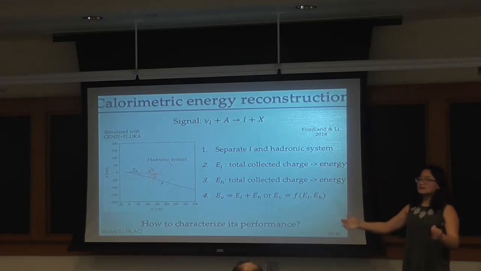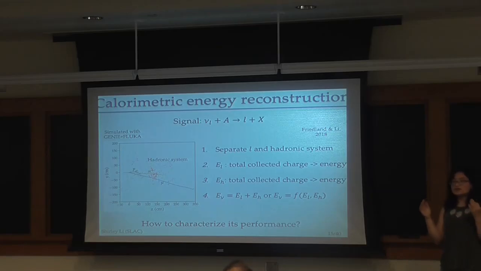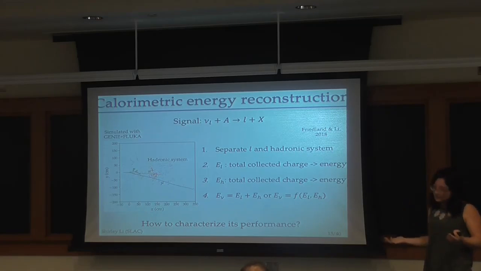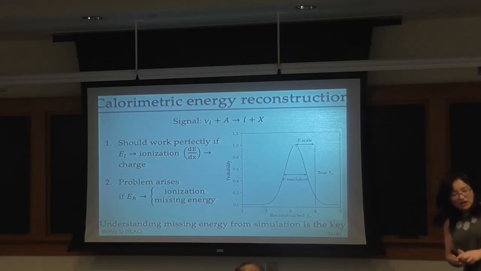Similarly, everything else that's not this charged lepton, you call it the hadronic system. You collect all the charge in the hadronic system and map it onto a hadronic energy. And you add it up, and that gives you the neutrino energy. So that sounds straightforward. Now, how would we characterize its performance?